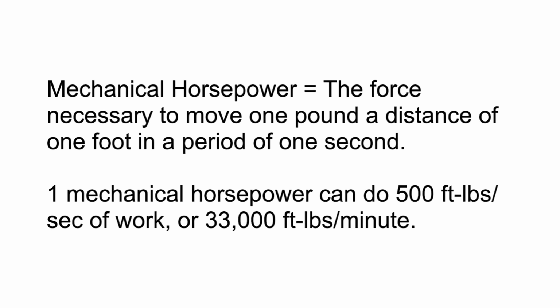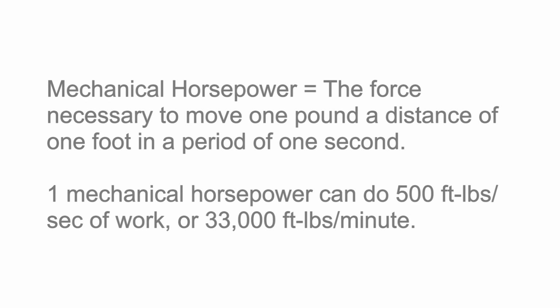For mechanical horsepower, we're talking about how much force it will take to move 1 pound, 1 foot over a period of 1 second. It is often agreed that 1 mechanical horsepower can do 550 foot-pounds per second of work, or 33,000 foot-pounds per minute. With that knowledge in mind, let's go ahead and try a couple of practice problems.